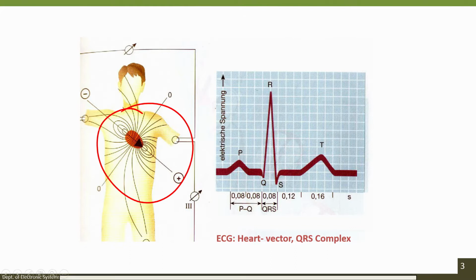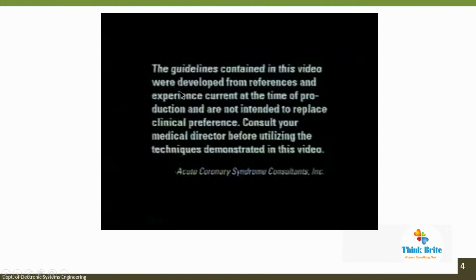There are ways of measuring the ECG signals, and some of the ways of how to connect the ECG electrodes are shown in this particular video. So, I will play the video for you, and then we will continue with the measurement. Okay. So, let me play the video for you.